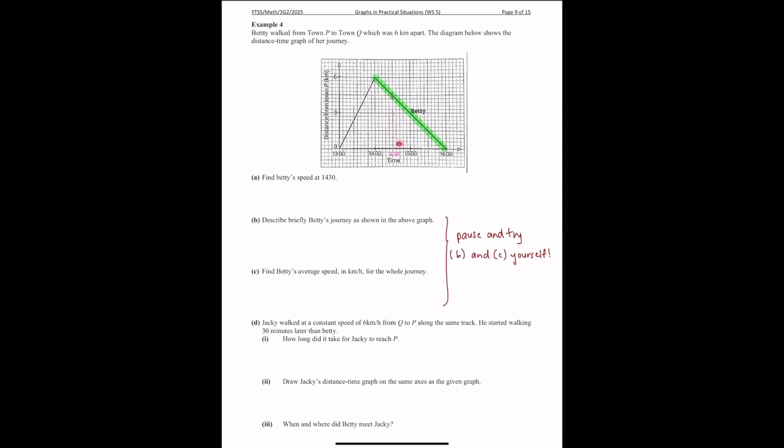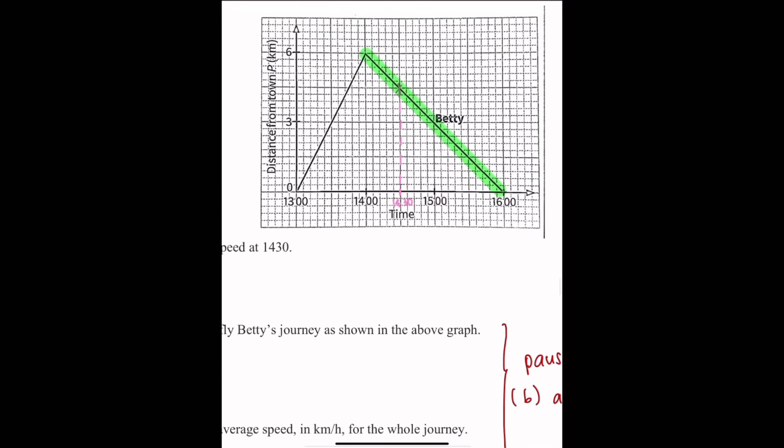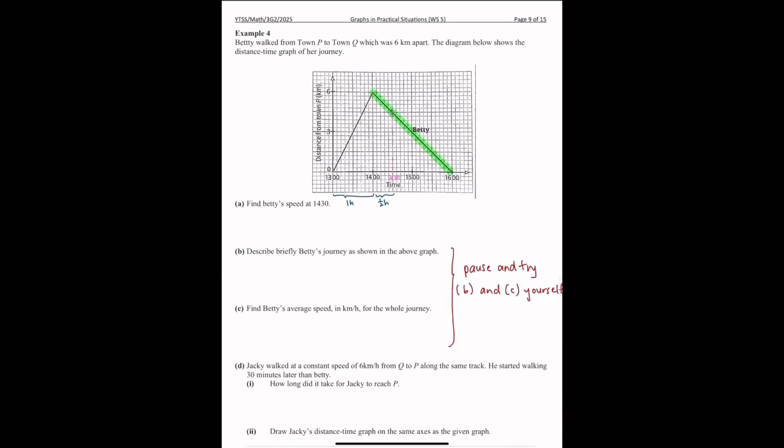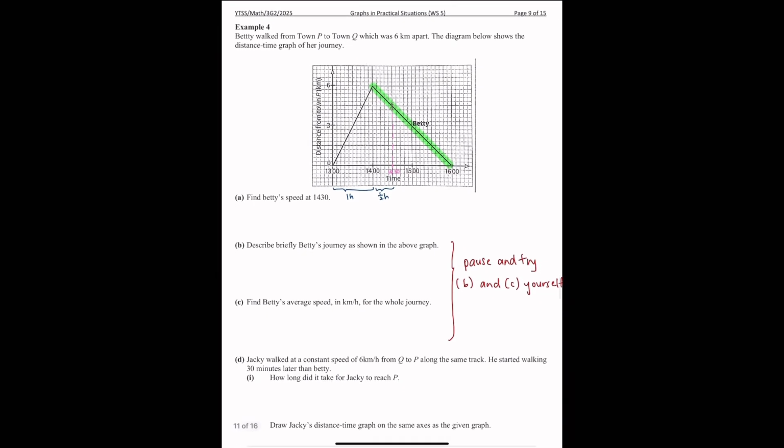Take note, 1430 is between 1400 and 1500. Do note that this is in the 24-hour time format. This means from 1300 to 1400 is actually 1 hour. 1400 to 1430 is actually just half an hour. Maybe I'll just write half hour, which is better. Do note the units here for time is actually in hours. Find Betty's speed at 1430.